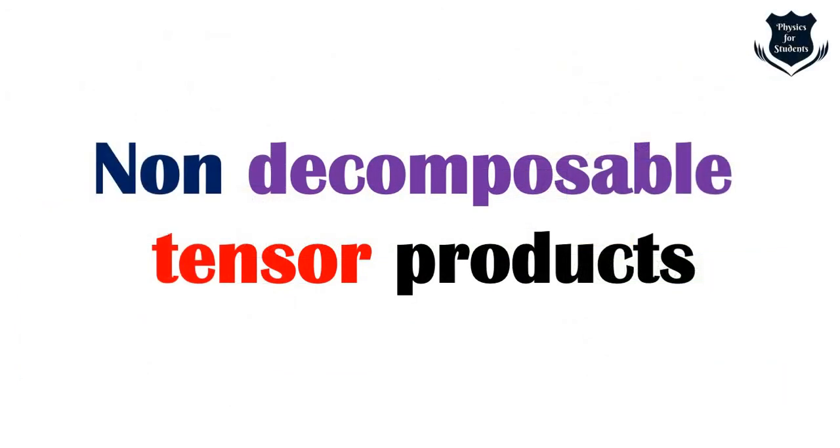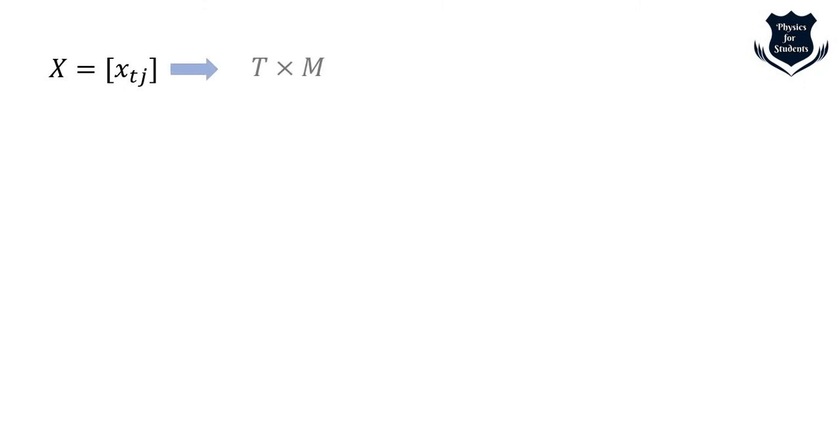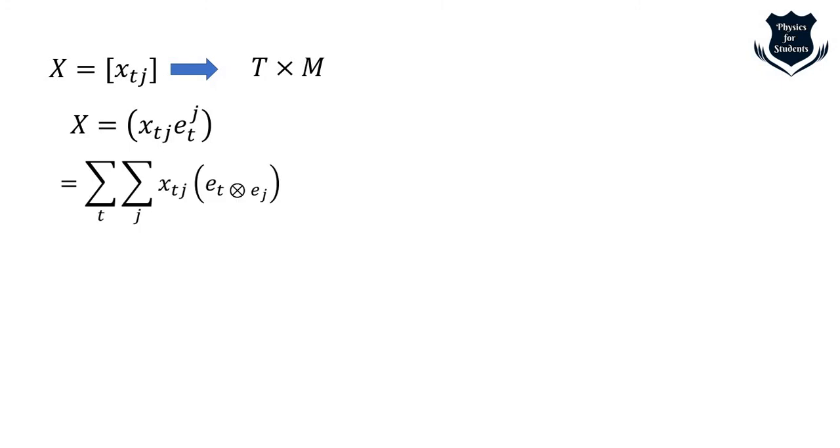Now, non-decomposable tensors are the result of weighted sums of the decomposable tensors. So we'll just explain in brief what this is. Let us consider, for example, an arbitrary matrix x equals x sub tj of the order t multiplied by m. This can be expressed as the following weighted sum of the contravariant tensor products formed from the basis vectors, this one and this one. So we compute this.